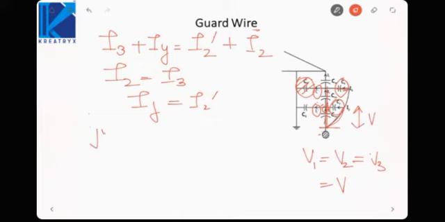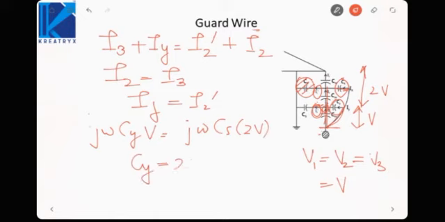So j omega Cy into V, whereas the voltage across this I2 dash will be equal to 2V, j omega Cs into 2V. So Cy will be equal to 2Cs. So by this method we calculate the capacitance of the shield wire or the guard wire.